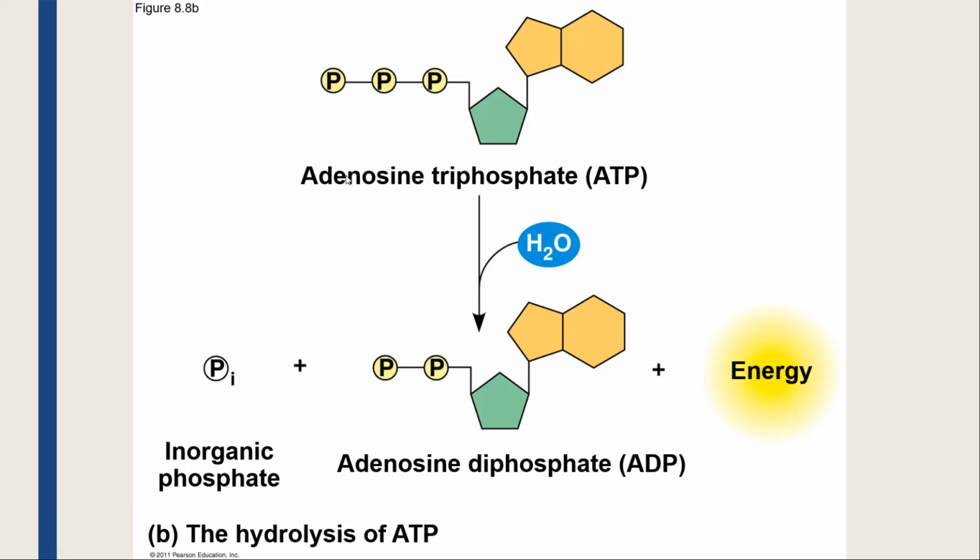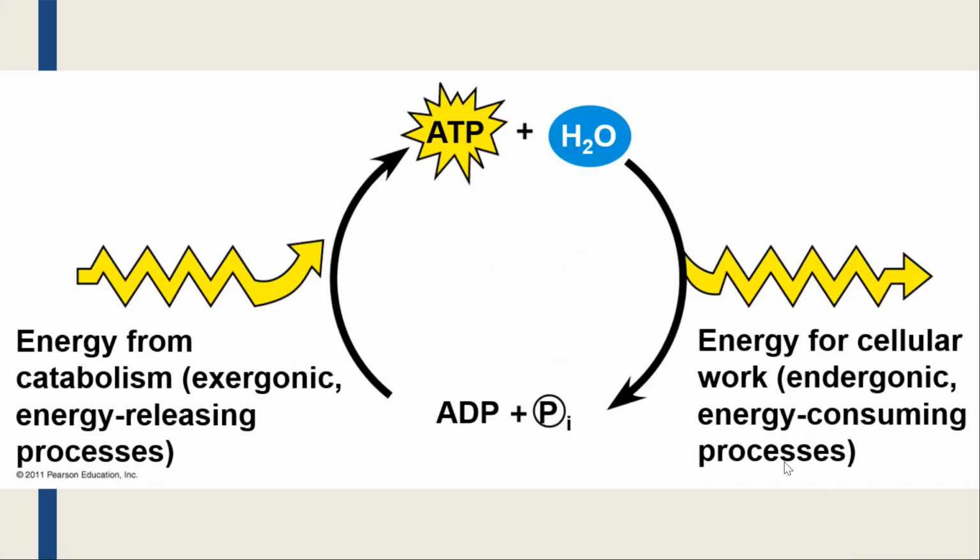Once it has hydrolyzed, then you end up with an inorganic phosphate, the ADP molecule, and then, of course, energy that you're using for things to happen in the cell. So ATP is a cyclical process. We are using the hydrolysis of ATP to do cellular work. So all kinds of things. It could be muscle contraction. It could be active transport. All of the work that needs to be done in the cell that requires energy gets its energy from the hydrolysis of the ATP molecule.